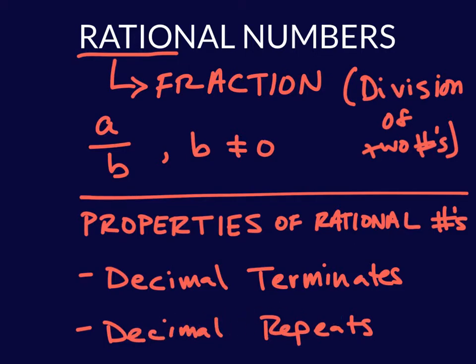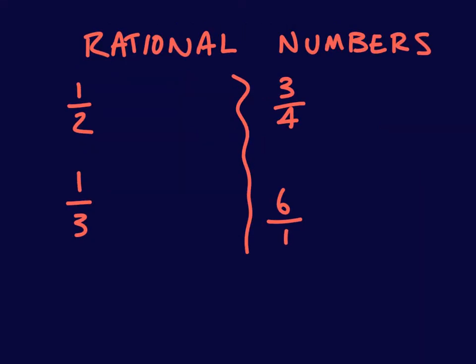So what I'm going to do is show you examples of rational numbers and then examples of numbers that are not rational, okay? And we would call those irrational, but let's take a look. Okay, so these are examples of rational numbers, and I'm going to show you why these numbers are rational.